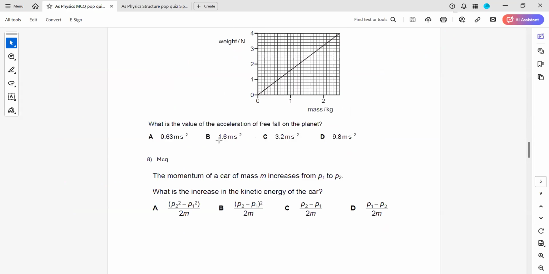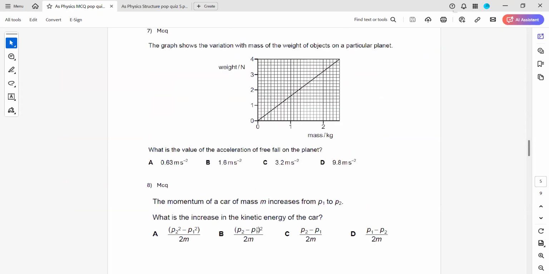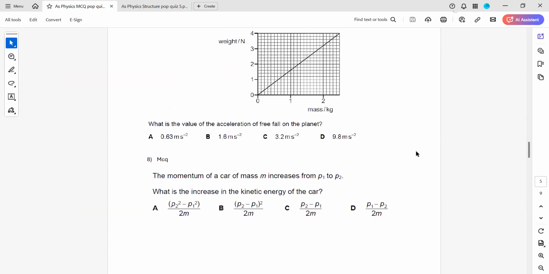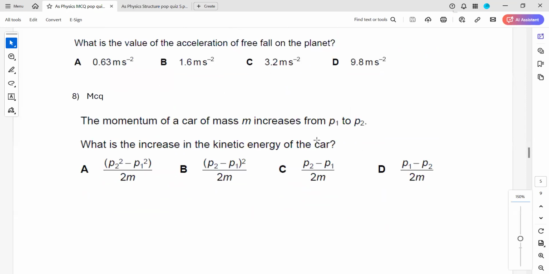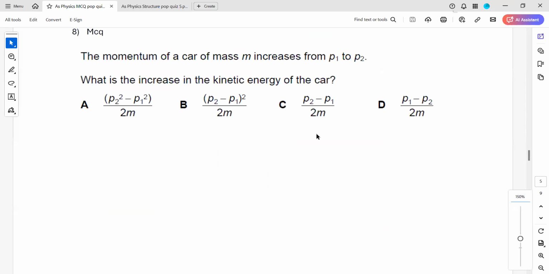Question 7 or 8, any doubt? Question 7 or question 8? Question 8, okay. In question 8, the momentum of a car of mass m increases from P1 to P2. What is the increase in kinetic energy?